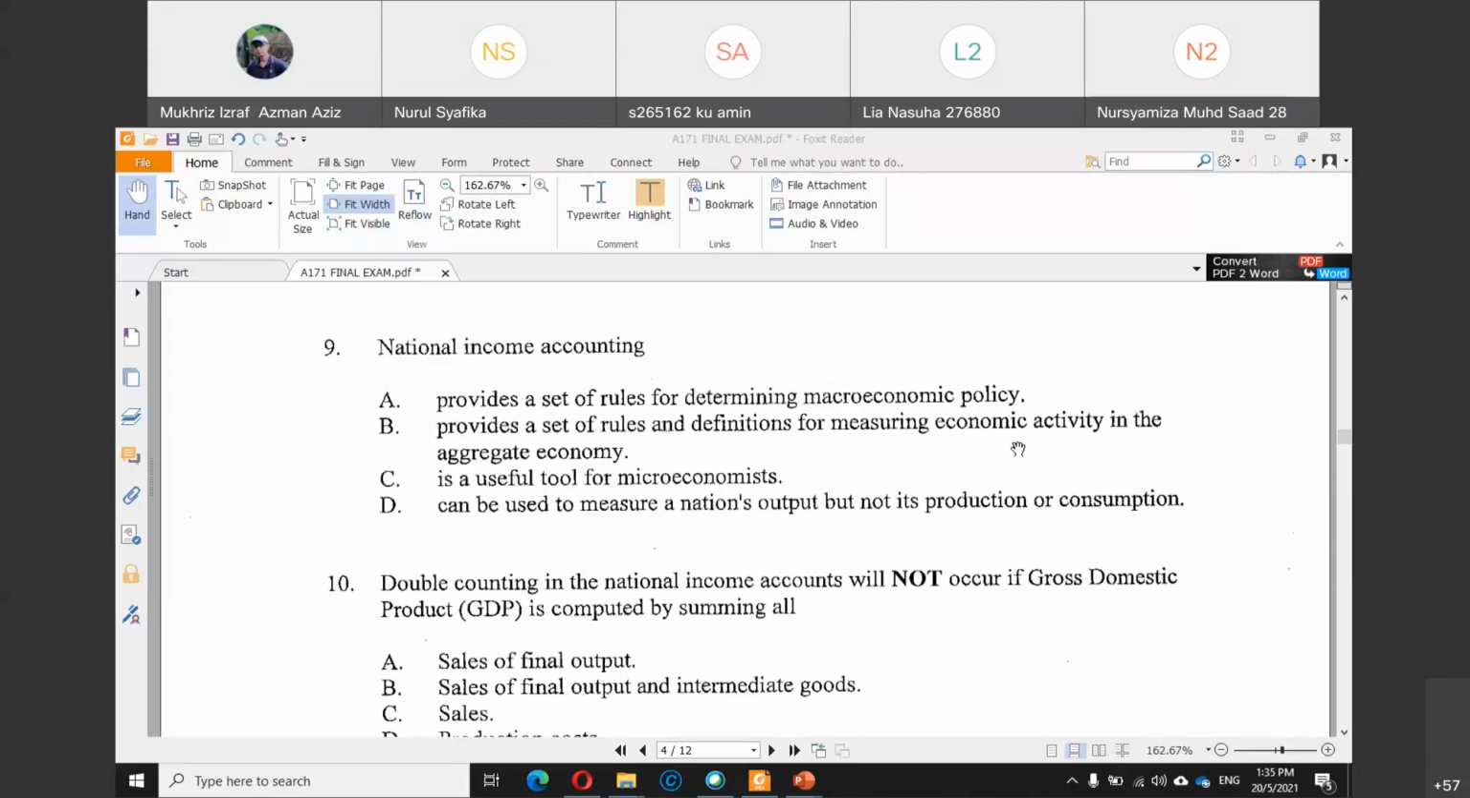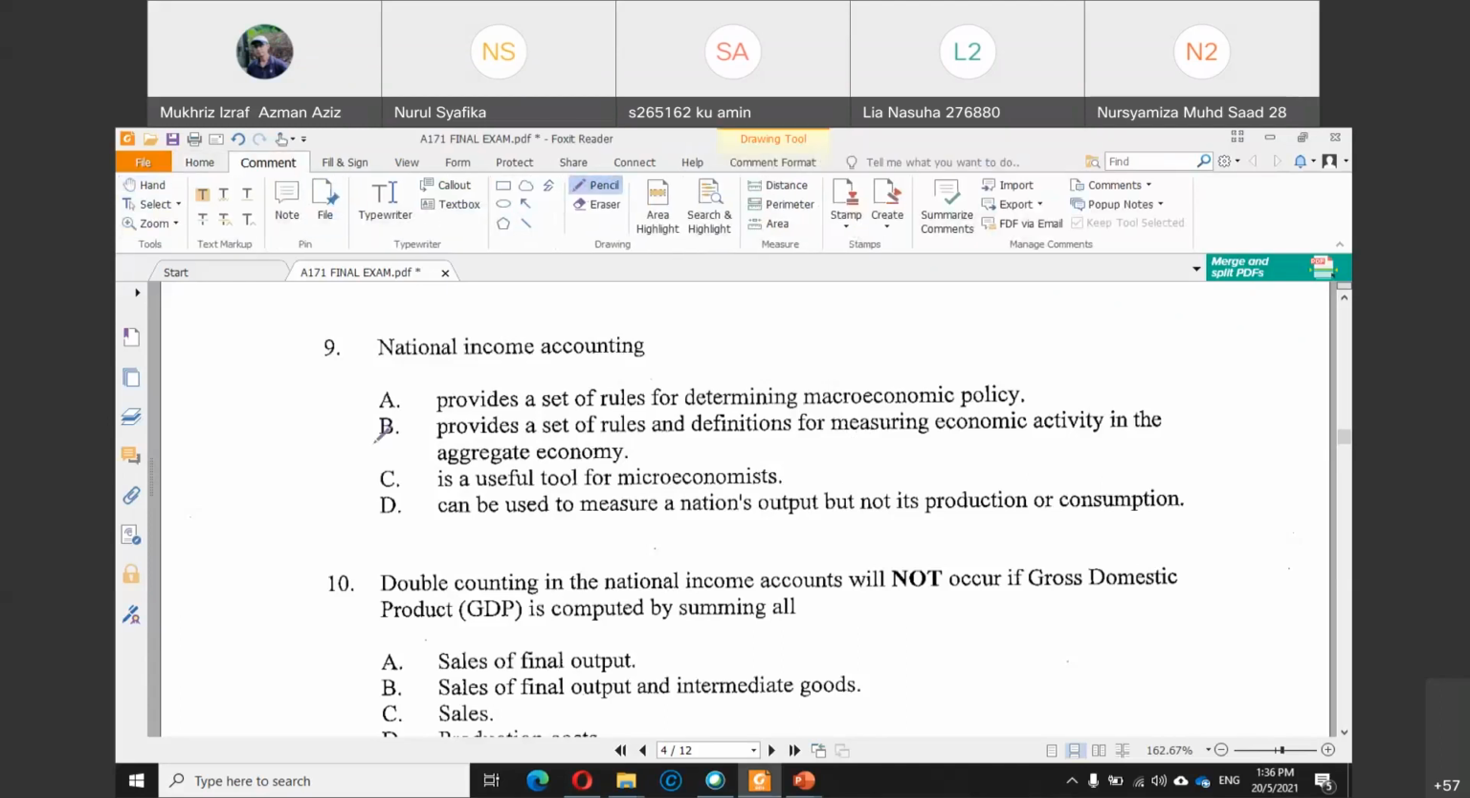So what should be the solution? Number 9. National income accounting provides a set of rules and definitions for measuring economic activity. So it should be clear.